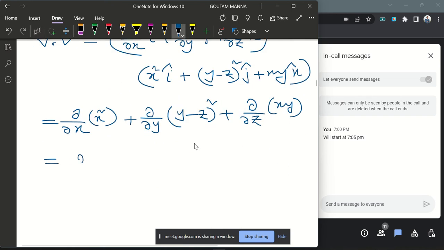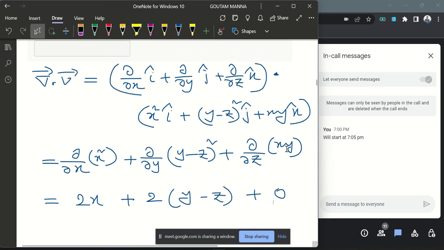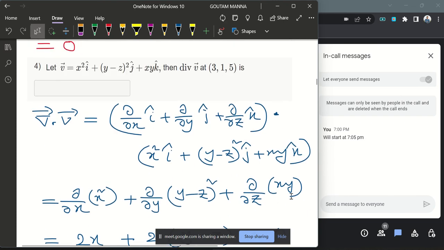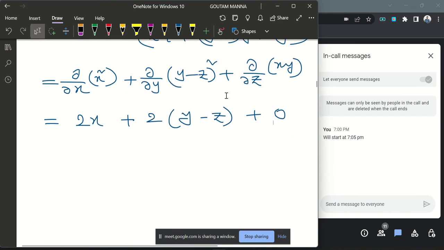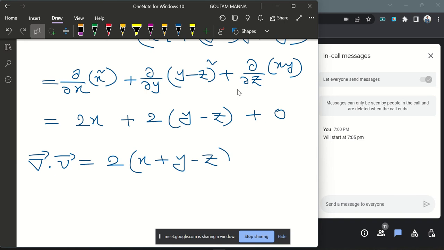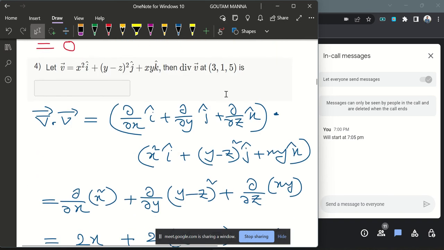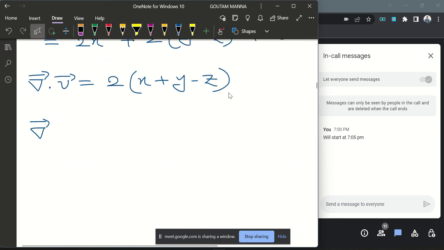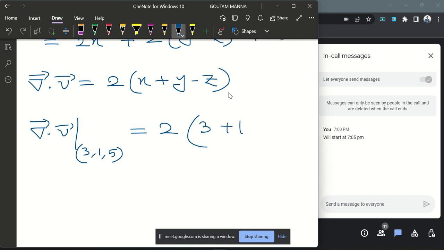If you calculate it, it will be 2x plus 2(y minus z) plus 0. There is no explicit z dependence in xy. So divergence of v equals 2 times (x plus y minus z), and if you put in the point (3, 1, 5), divergence of v at point (3, 1, 5) will be 2 times (3 plus 1 minus 5) equals minus 2.